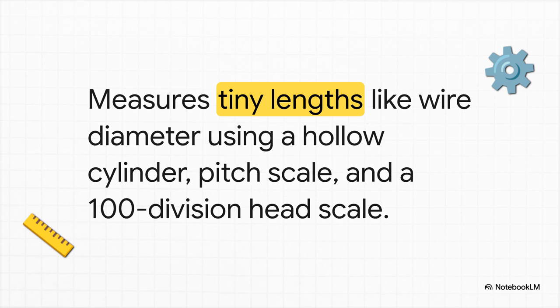Enter the screw gauge. This tool uses a U-shaped metallic framework and a finely tuned screw thread. By giving the screw complete rotations, a pitch scale combined with a 100-division head scale lets us measure distances correctly to 1/100th of a millimeter. Guys, that is significantly thinner than a single strand of human hair. It's just an astonishing piece of precision engineering.